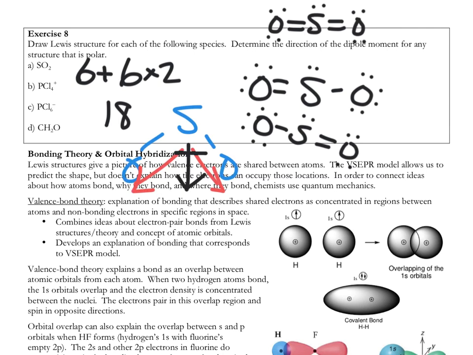So we drew the Lewis structures. We thought about the geometry because that helped us to know if it was symmetrical or not. It ended up being bent. We looked at what had a higher electronegativity, which was the oxygen, so the electrons were pulled towards the oxygens.